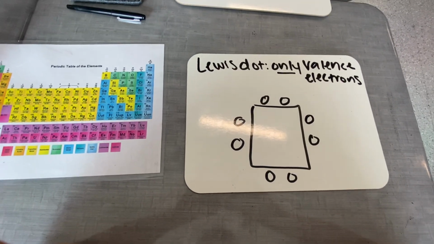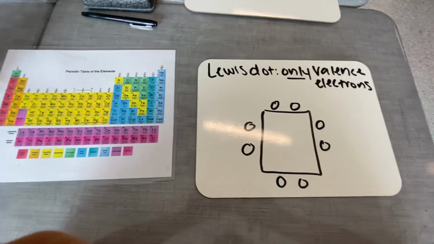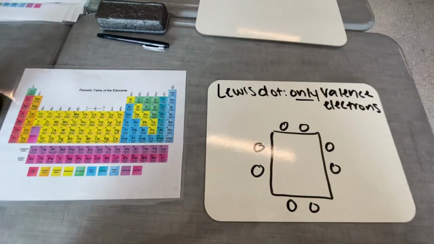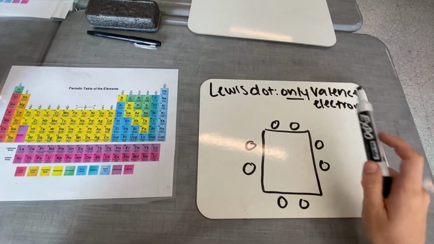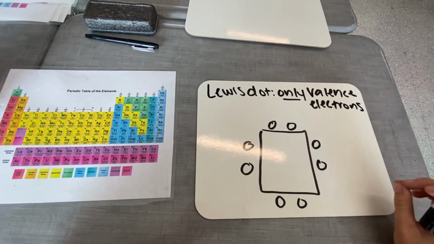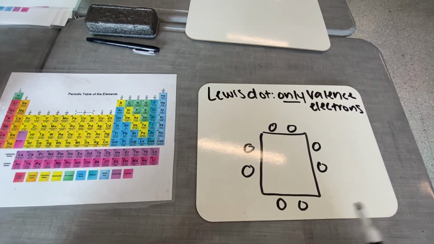All right, welcome to the Lewis dot diagram, which will hopefully be even faster than the Bohr diagram if you watched that one first. So we're going to be talking about how to do these Lewis dot diagrams, which show only the valence electrons. So a little bit simpler than doing a Bohr diagram because we're only showing the ones that are on that outside shell.